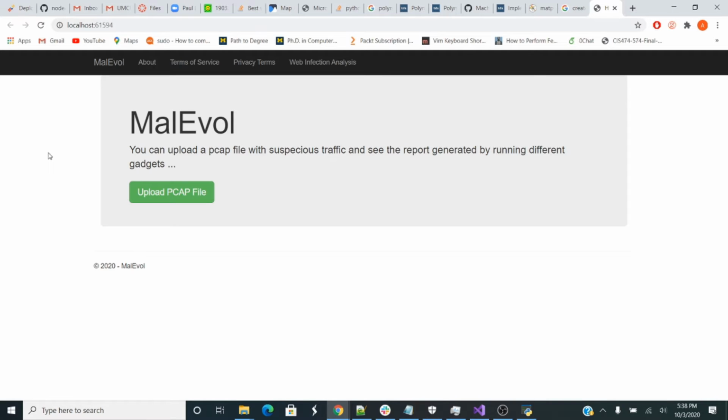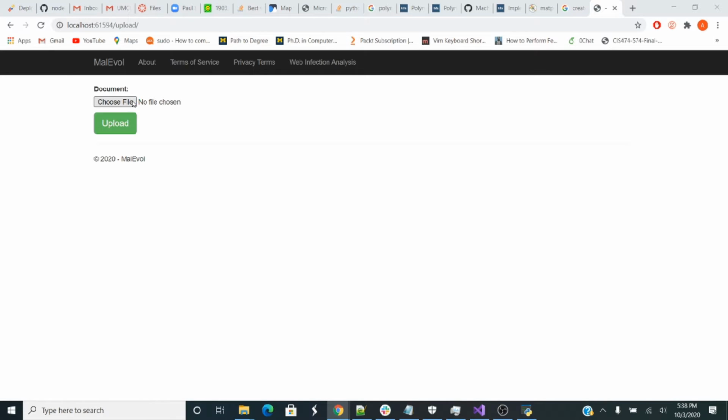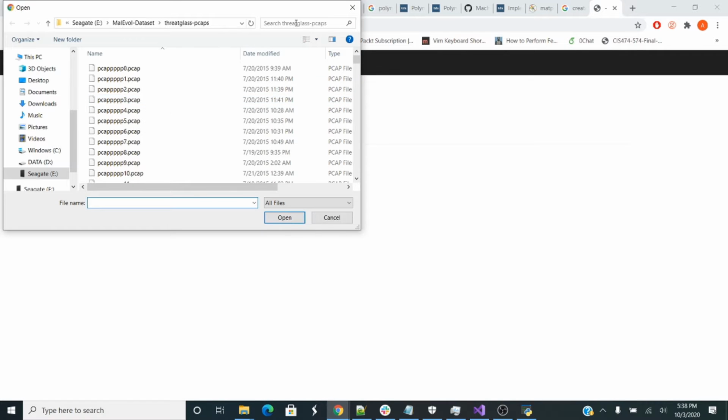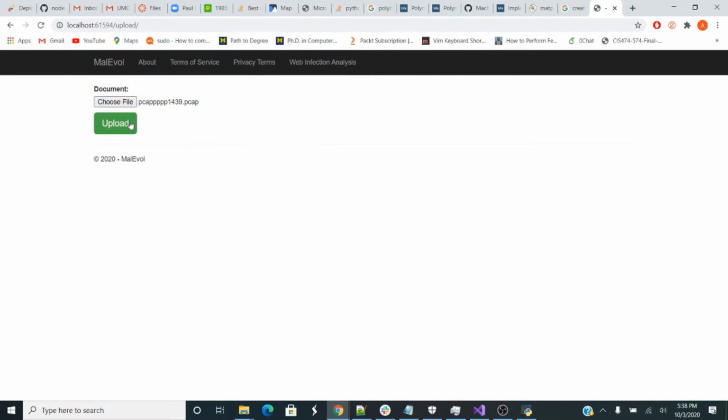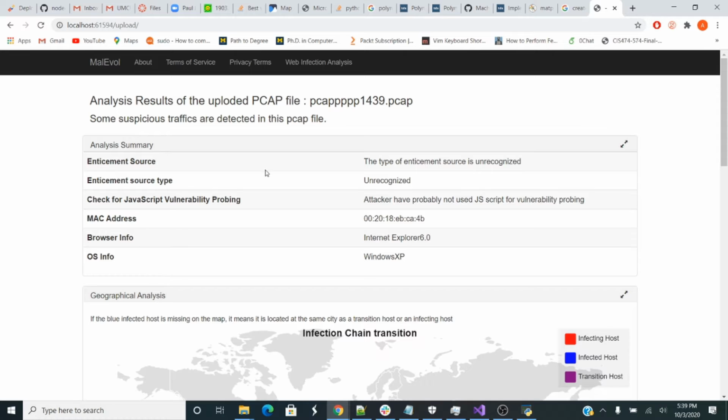This is a demo of the MalEvol website, which is a web app that provides analysis of malicious web traffic. So you can upload your own pickup file that you believe has some sort of suspicious traffic, and the single pickup file results are shown in this page.